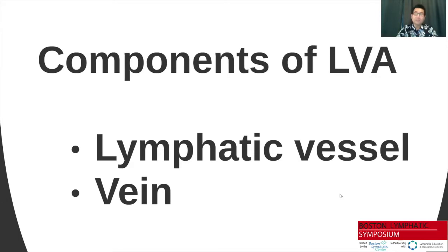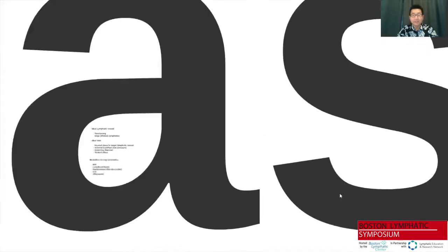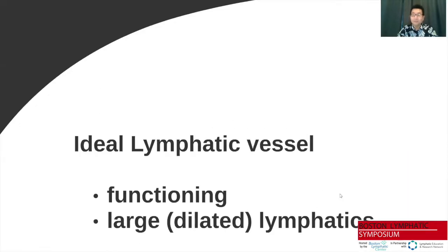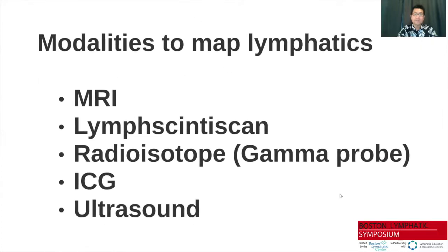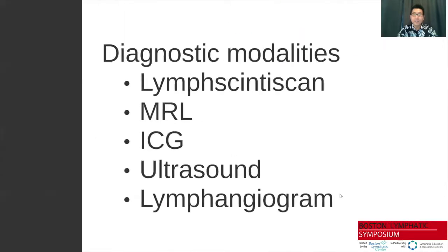So the components of the LVA basically involve lymphatic vessels and how we find the vein. An ideal lymphatic vessel would be functional and large, to make the anastomosis easy. And the modalities to choose these kinds of lymphatic vessels are MRI, LymphCT scan, and other modalities.